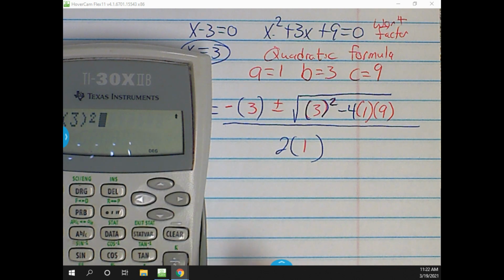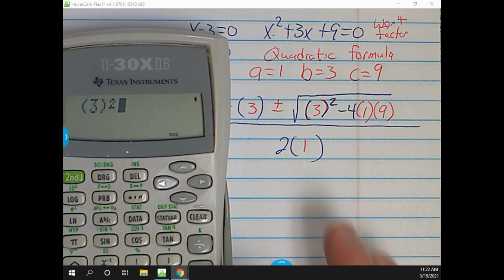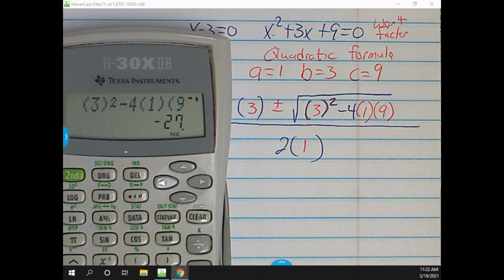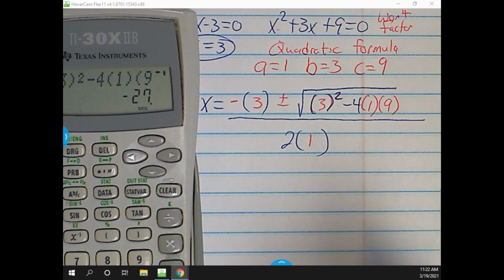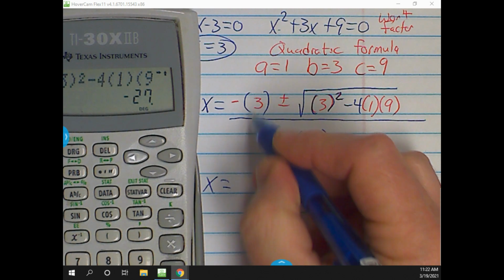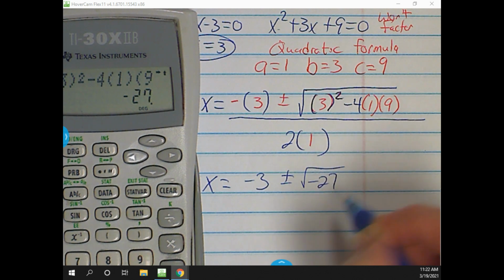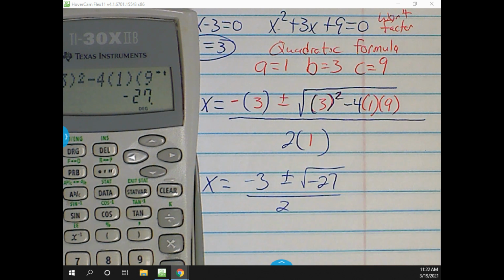So we get 3 squared minus 4 times a times c. If we do that, we get negative 27. All right, so that's going to be negative 3 plus or minus the square root of negative 27 over 2.